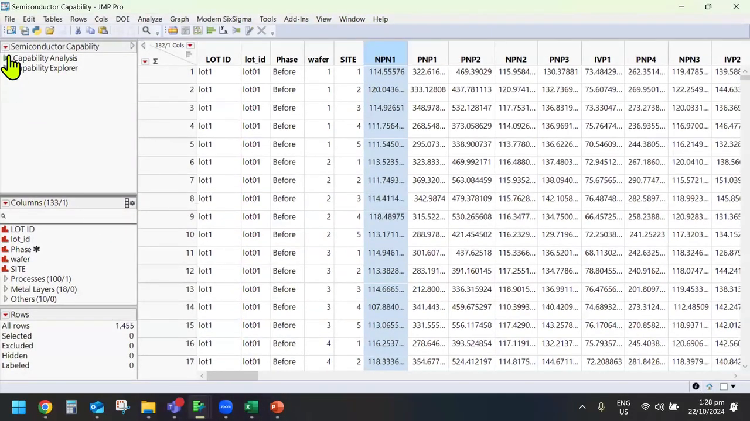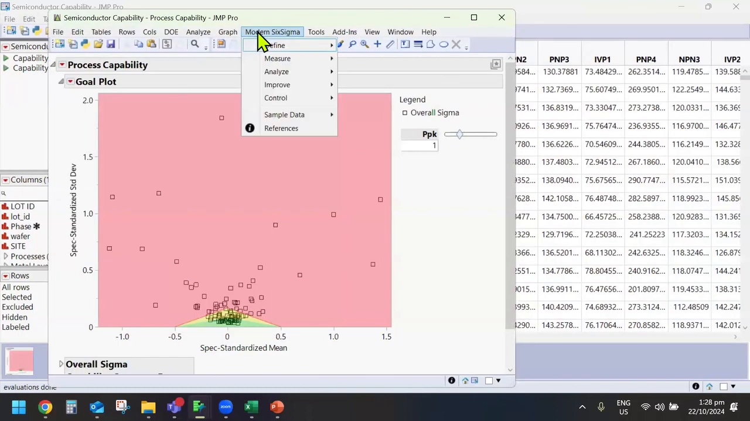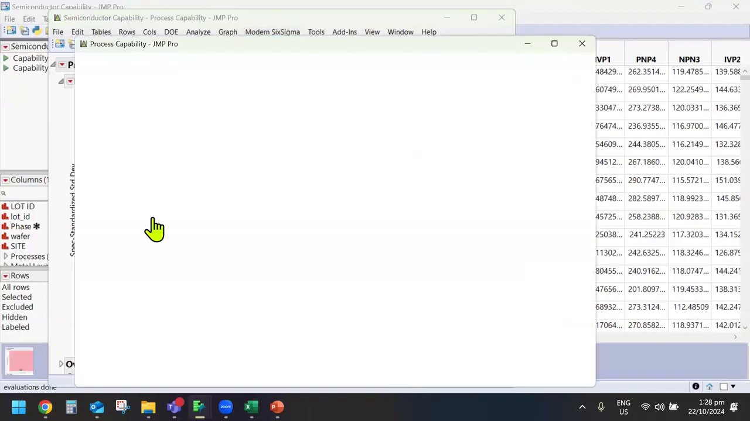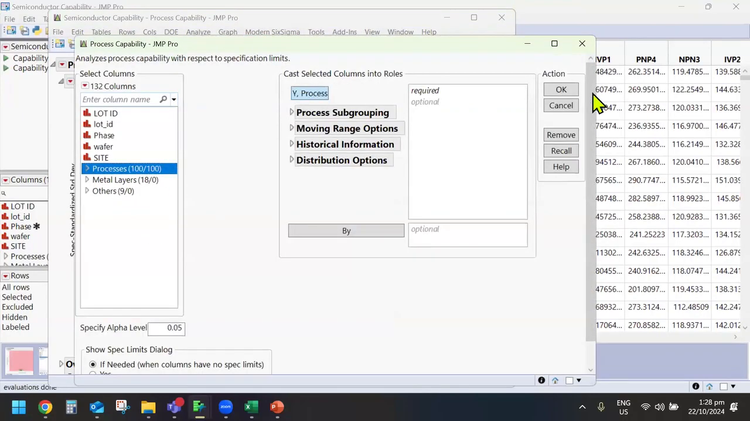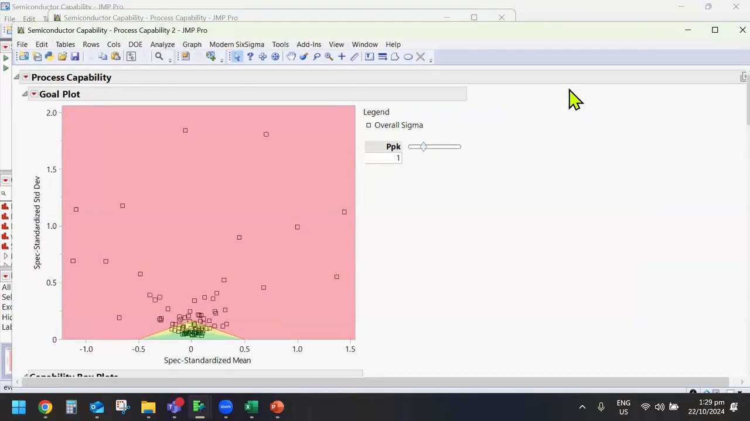Similarly to the earlier one, you just need to click the green button to run the embedded script. If you want to do it from scratch, you can go to Modern Six Sigma, Measure, Capability Analysis, and put the process over here. Here you go. You will get exactly the same capability analysis result.